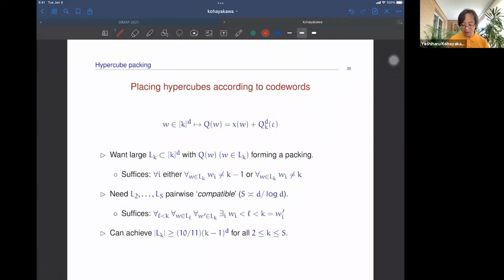So the previous picture was trying to say something like the following. If I have some word in {1, ..., K} to the D, brackets K to the D, I can associate some placing of this Q_k in the hypercube, in the unit bin. So there's some association between these code words and geometric placing. What we want is a family of code words L_k, a subset of [K]^D, such that if you consider the family of the geometric cubes, they form a packing.